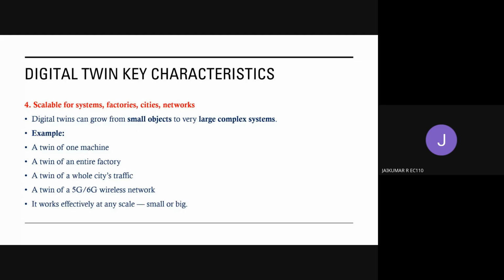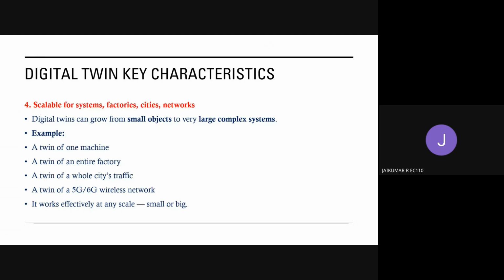And the next one is scalable for systems, factories, and networks. The digital twin is scalable. Scalable in the sense you can make a copy of a small object or a large complex system. For example, you can make a digital copy of a simple machine, or of an entire factory, or of whole city traffic, or of a 5G or 6G wireless network, the complete wireless network.